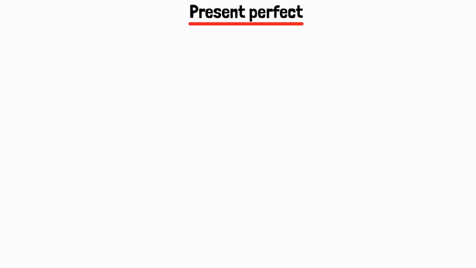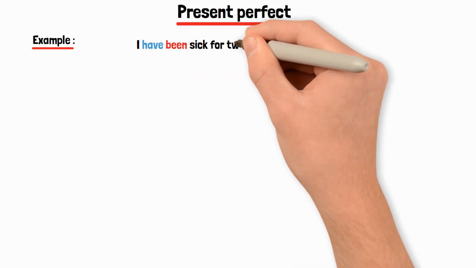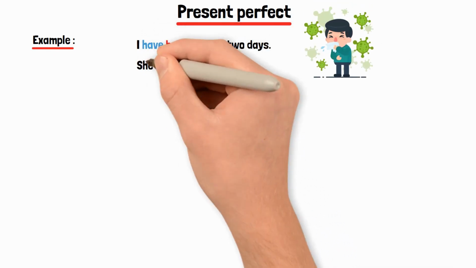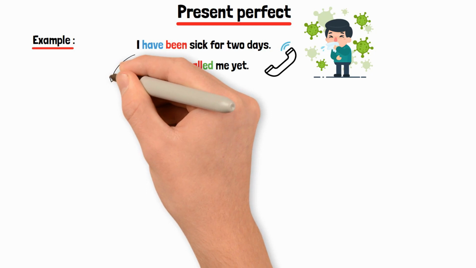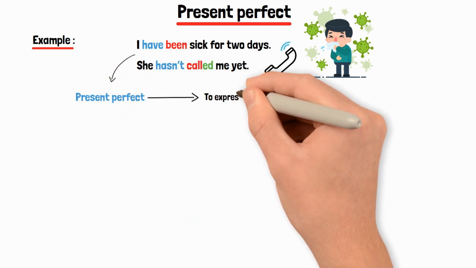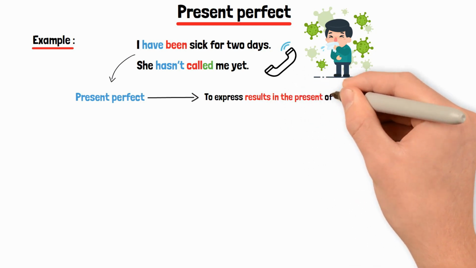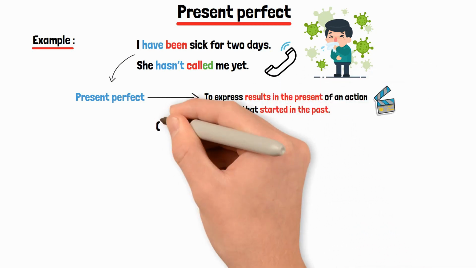Now the present perfect. I have been sick for 2 days. She hasn't called me yet. These sentences are conjugated in the present perfect. We use it to express results in the present of an action that started in the past.